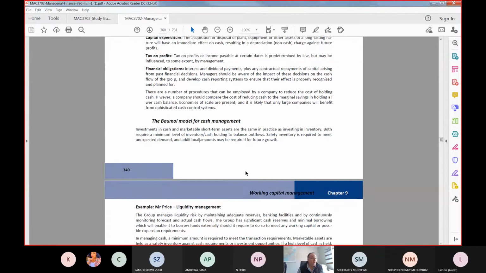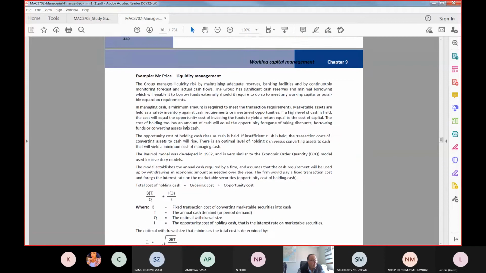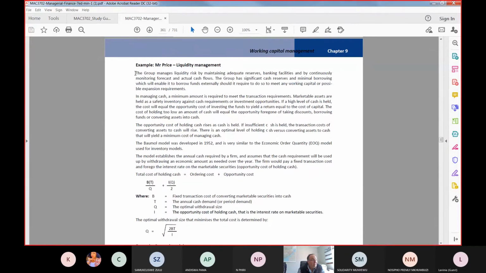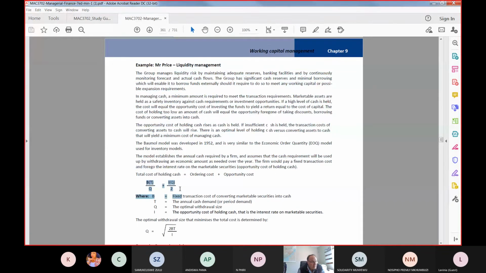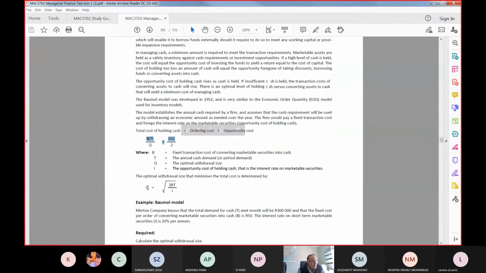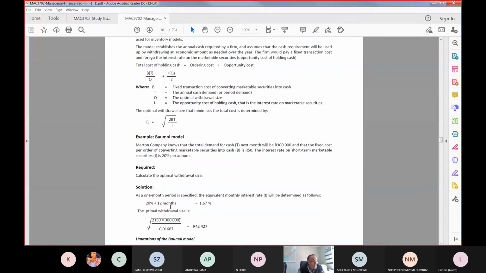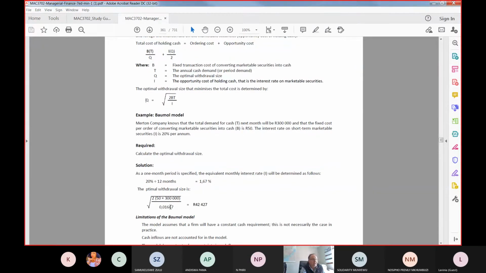Okay. So here is a method of how you can base your liquidity. Here is the whole question of the Baumol liquidity model, and from here they developed this formula. You're not going to be asked to develop the formula. The formula is there: Q equals the square root of 2BT over I. Here is a question coming up. You need to find out what is the optimal withdrawal: how much is the most efficient withdrawal you can take off the bank every month. You don't want to take too much because you're going to reinvest it and there is interest rate to pay, and so on and so on.